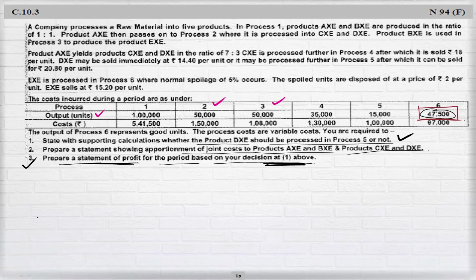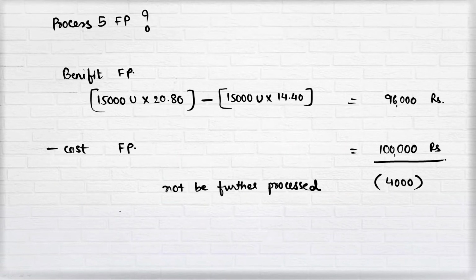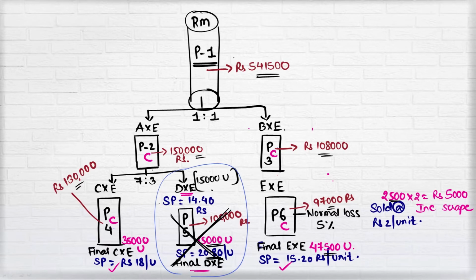They are asking us to prepare a statement of profit for the period. So we don't need to prepare it product-wise. We need to prepare it for a particular period only. So let us first apportion the joint cost. Where is the joint cost over here? It is joint cost for AXC and BXC. And 1,50,000 is a joint cost for CXC and DXC. Is it all right?